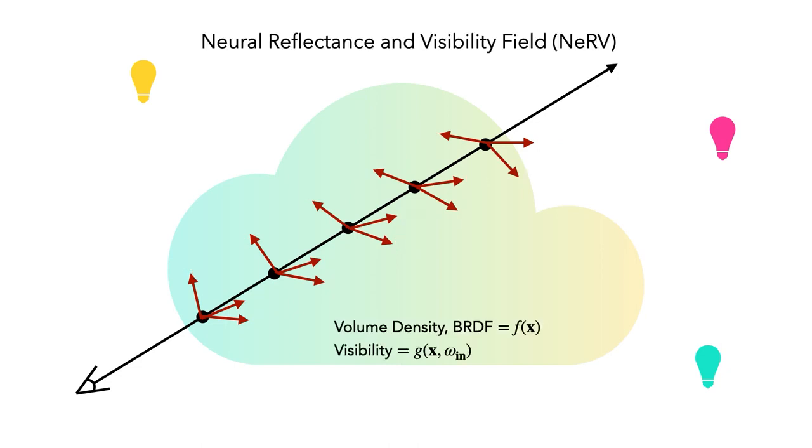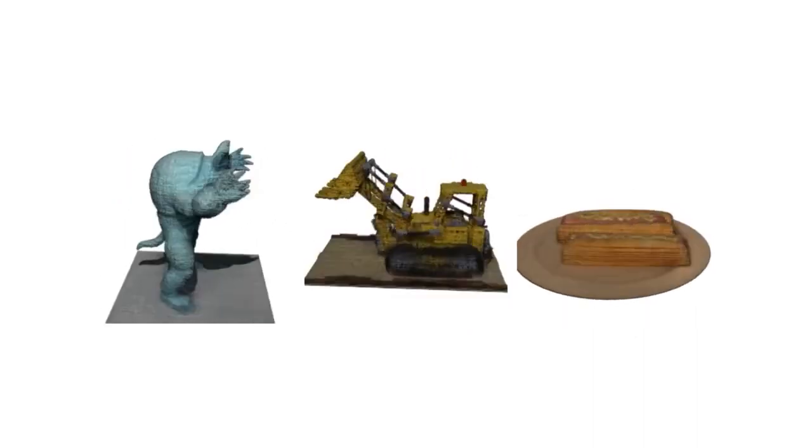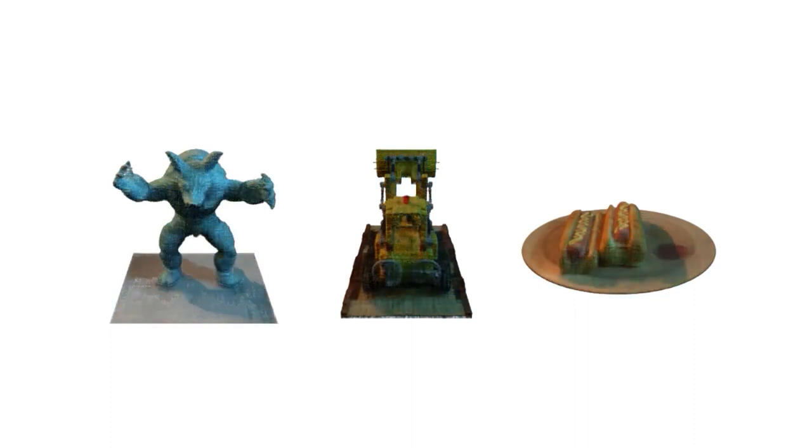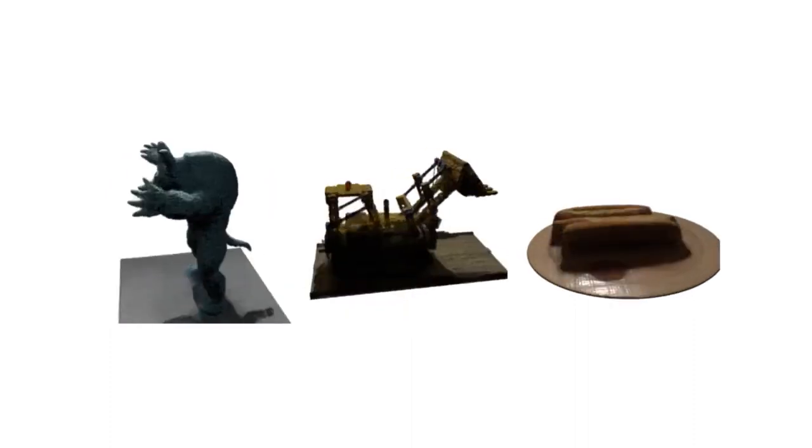So in this model, we have an MLP F that outputs the volume density and BRDF at any location x, and another MLP G that outputs the visibility of light coming from any direction omega sub n to the point x. This strategy lets NeRF use images that are captured with more than a single point light source, and then efficiently render new views under more complicated lighting at test time.